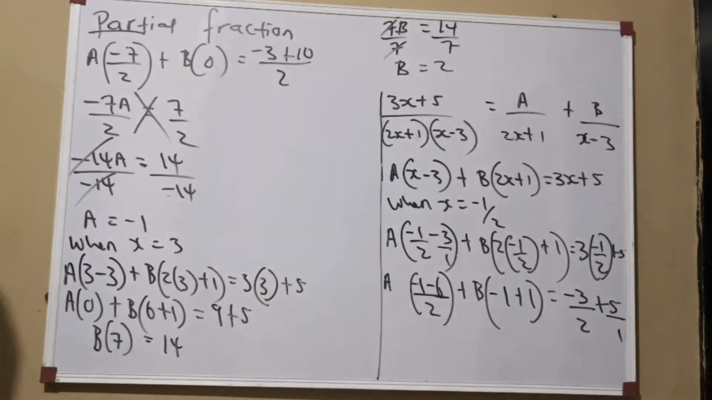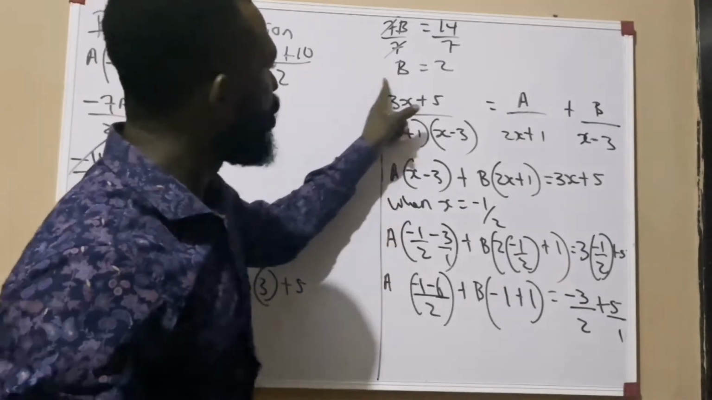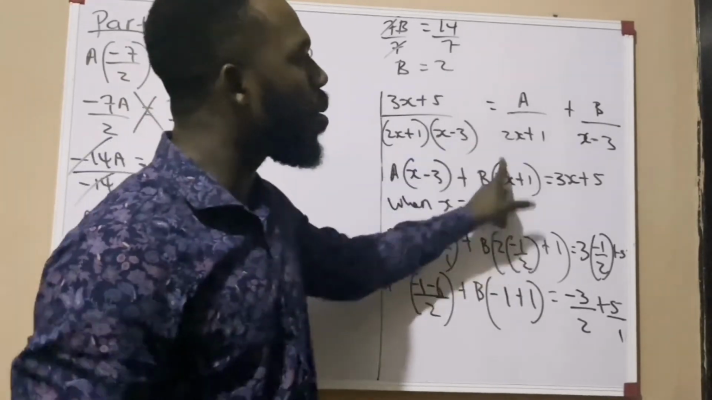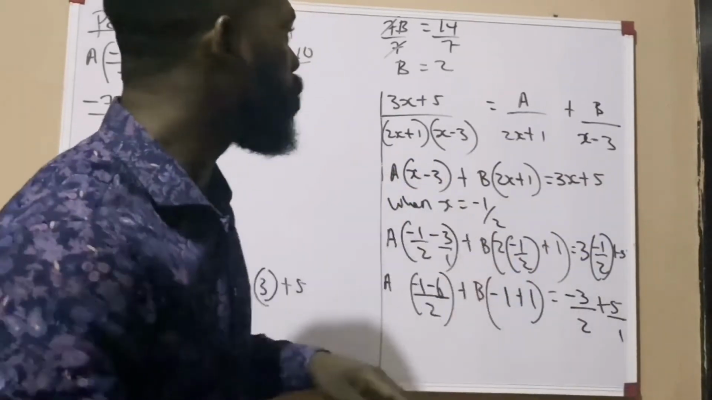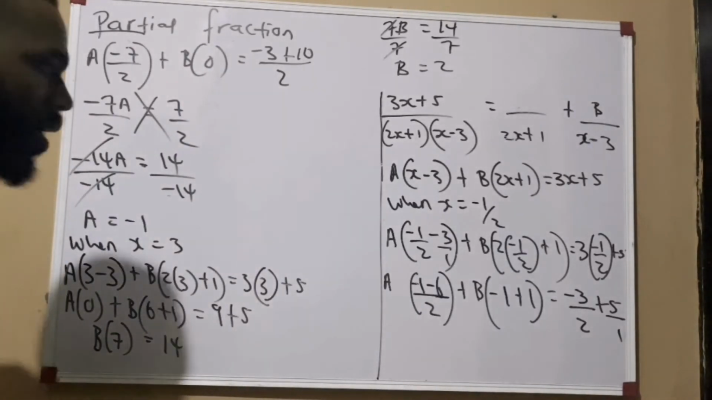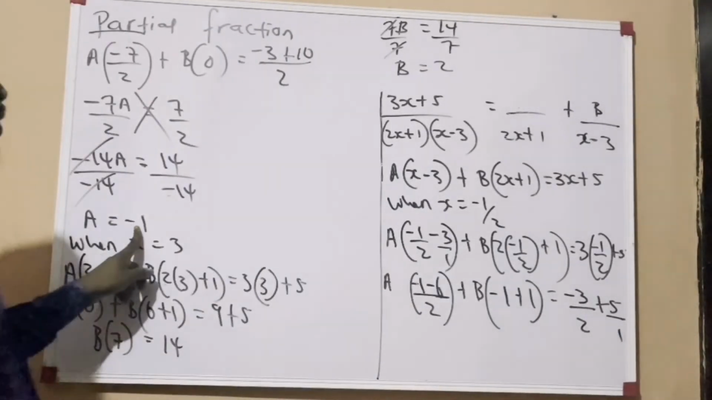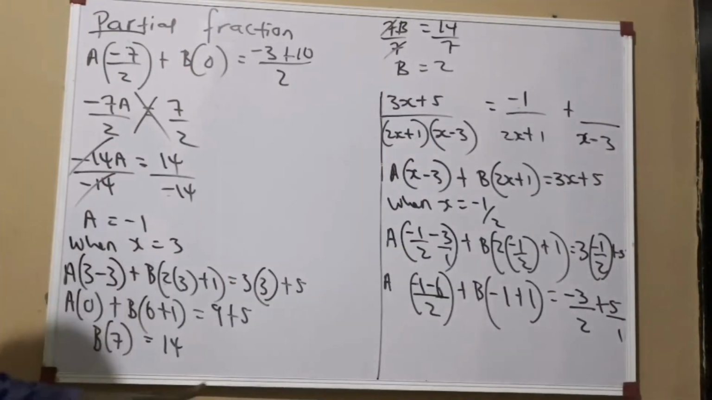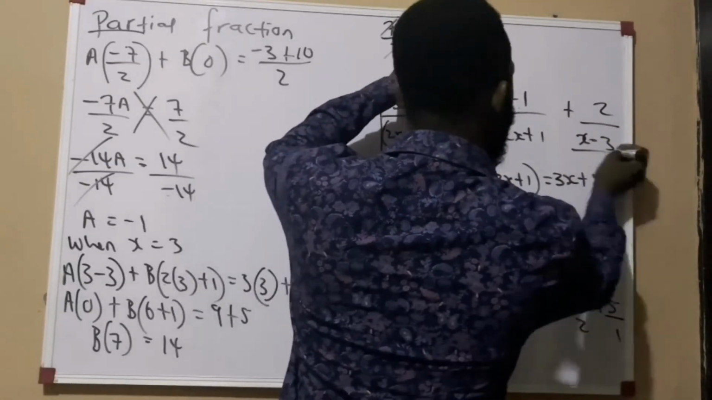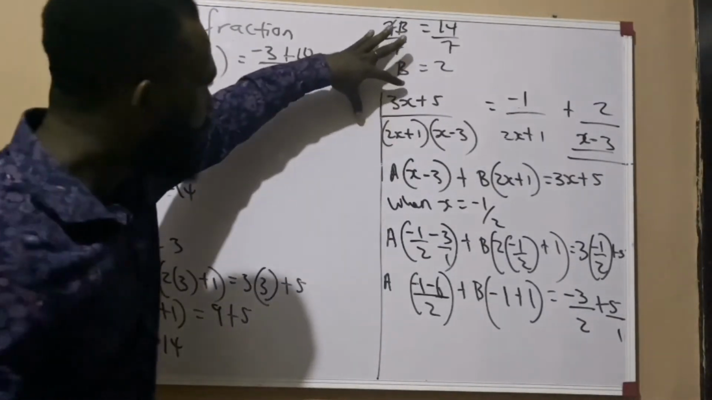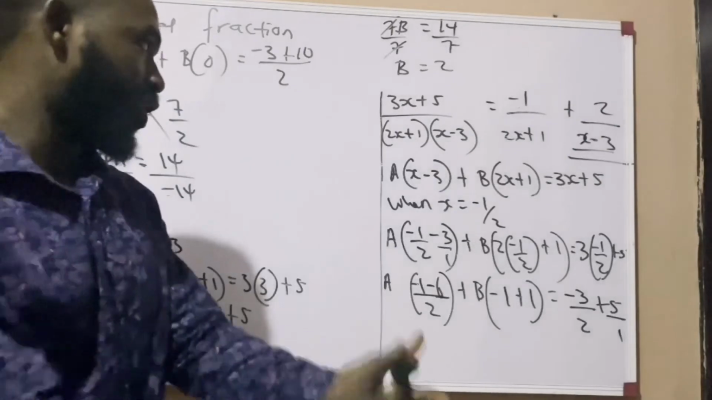So therefore, if we should resolve this rational expression into partial fractions, this is what we are going to get. Our A now is, where is A? Minus 1. And our B is what? 2. So this becomes a what? The partial fraction of this rational expression.